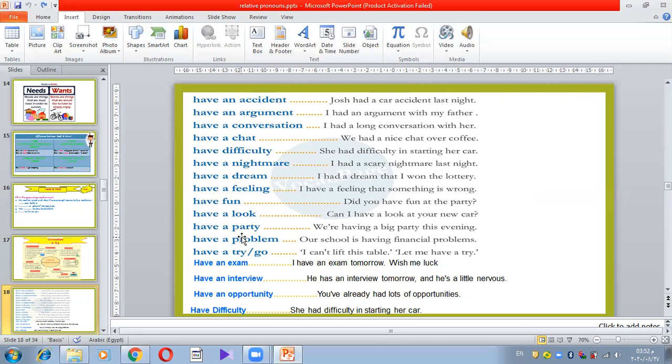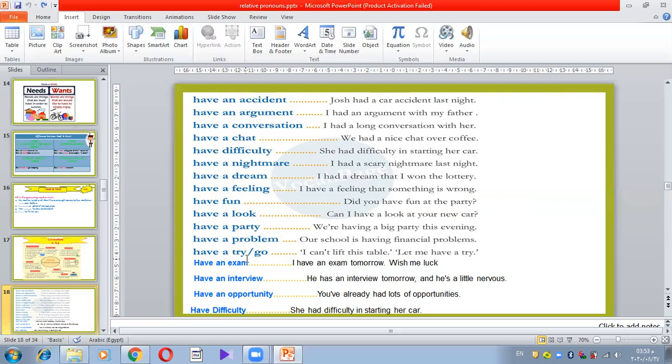Have a party. Celebrating. We are having a big party this evening. Have a problem. Our school is having financial problems. Have a try or go. It means to try something, as we said. I can't leave this table. Let me have a try. It means let me try this. Okay? Or permission to do something, as we said, as go.